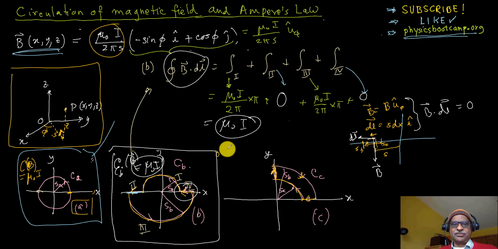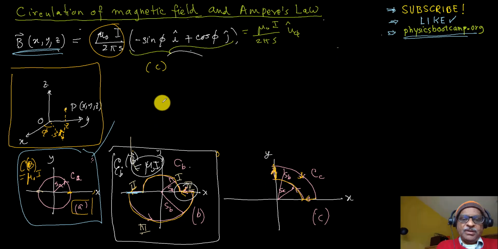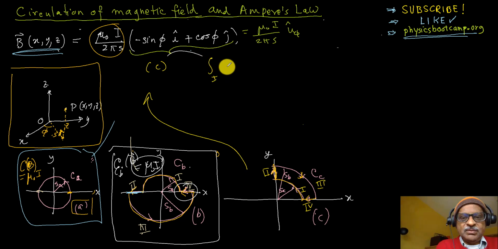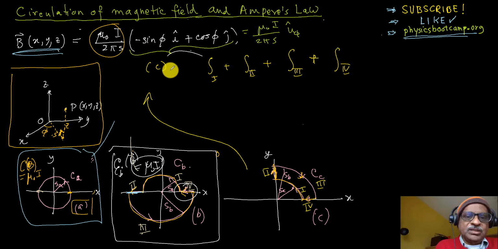Now, how about doing this guy? Maybe you want to do this now. Okay, so to do this now, you can see that I can do it again the same way. Do the 1, then I go to 2, then I go to 3, then I go to 4. So this will again be equal to 1 plus 2 plus 3 plus 4. So here we are doing B dot dl over this loop.